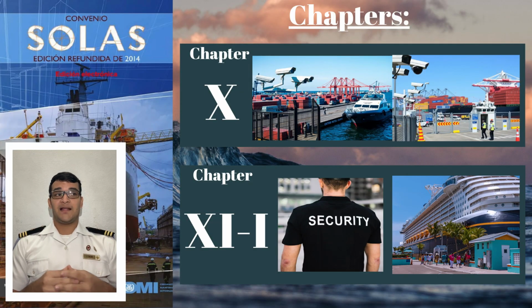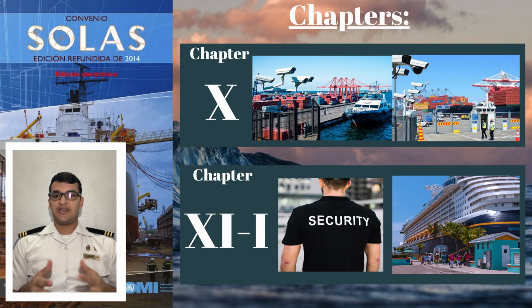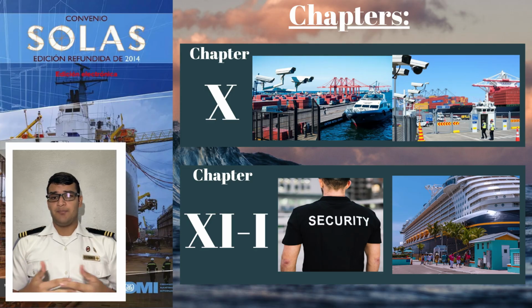Chapter 10 is measures to protect ships and port facilities. This chapter establishes measures to protect ships and port facilities against unlawful acts such as terrorism. General objective of this chapter: to protect ships and port facilities against unlawful acts. Specific objectives: to establish measures for the prevention, preparedness, and response to unlawful acts, as well as security plans for ships and port facilities.